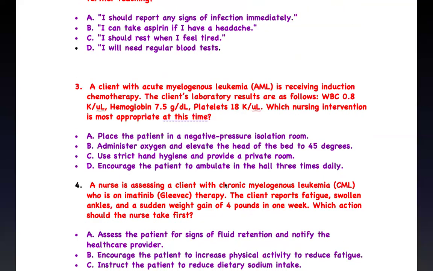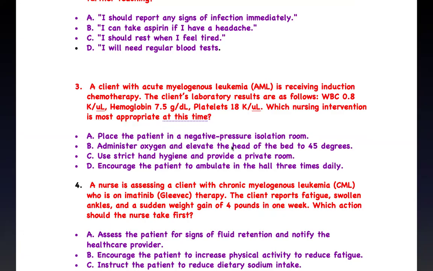A client with acute myelogenous leukemia is receiving induction chemotherapy. All this information is irrelevant. Patient has leukemia, is getting chemotherapy. Even if you don't know acute myelogenous, focus on leukemia. The client's laboratory results are as follows. WBC count of 0.8. That is very low, right? Hemoglobin 7.5 is also low, but it's okay. Platelets of 180,000. So that's okay. It's within normal limit. Which nursing intervention is the most appropriate at this time?